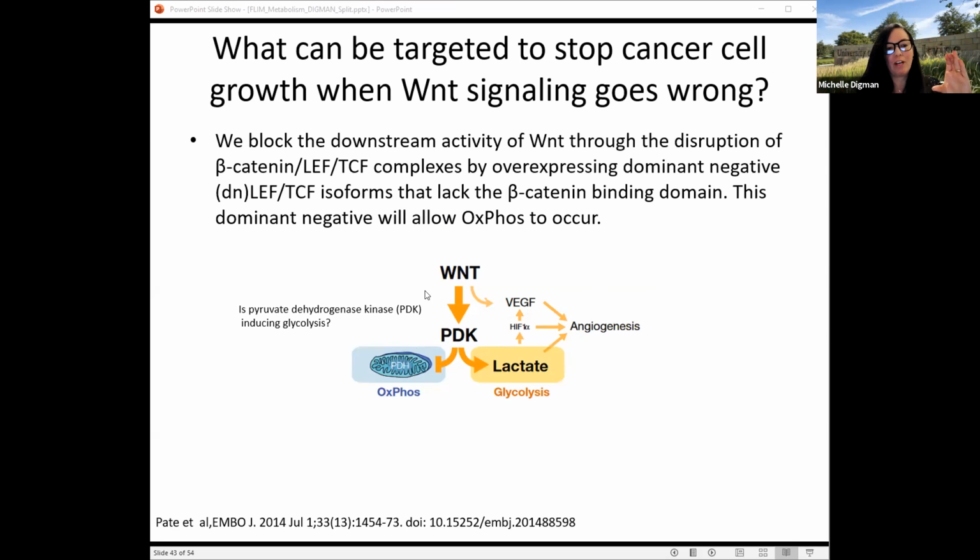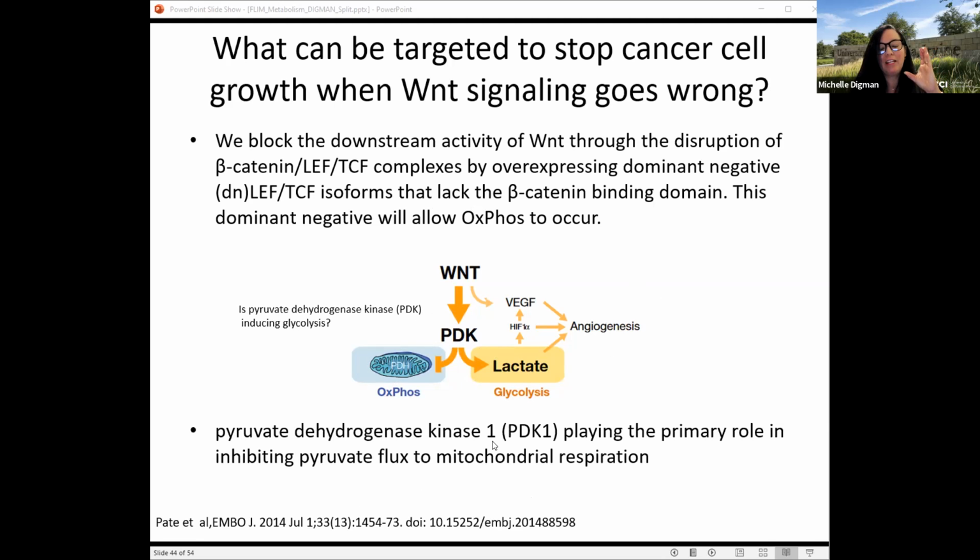So they actually have a transgenic model where they express the dominant negative LEF-TCF form that lacks the beta-catenin binding domain. And so this is a dominant negative that will allow OXPHOS to occur, meaning that if you take away PDK1 here, then oxidative phosphorylation will happen. You will not get angiogenesis. You will not undergo glycolysis. So pyruvate dehydrogenase kinase, which is the PDK1, is playing a primary role in inhibiting the pyruvate flux to mitochondrial respiration.